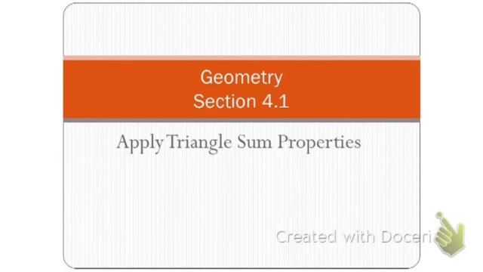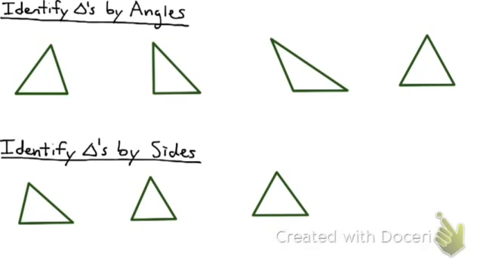In section 4.1 we looked at the triangle sum properties, and this is really our introduction to triangles. Before we start looking at the angle properties that we're going to have, we have to make sure we're able to identify triangles in two different ways, by their angles and by their sides.